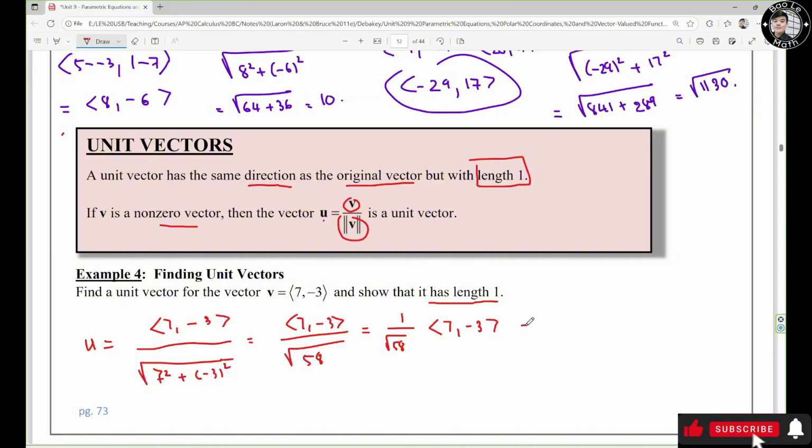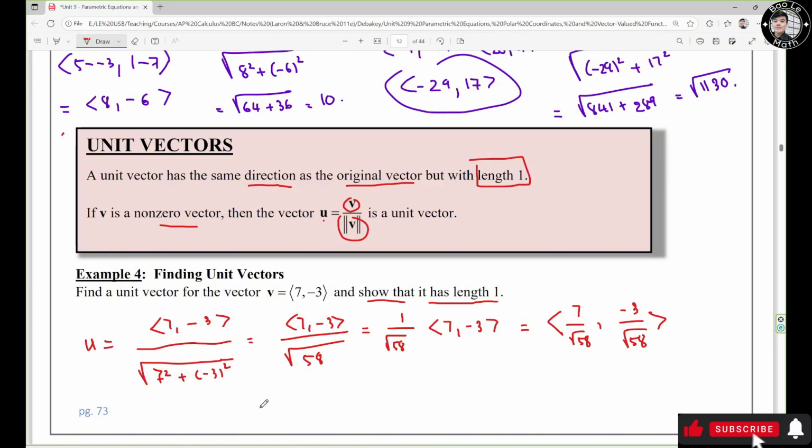So it's going to be 7 over square root of 58 comma negative 3 over square root of 58. You either radicalize this one or you just leave it like this, that's fine, right? Now, shows that the length is 1, right?